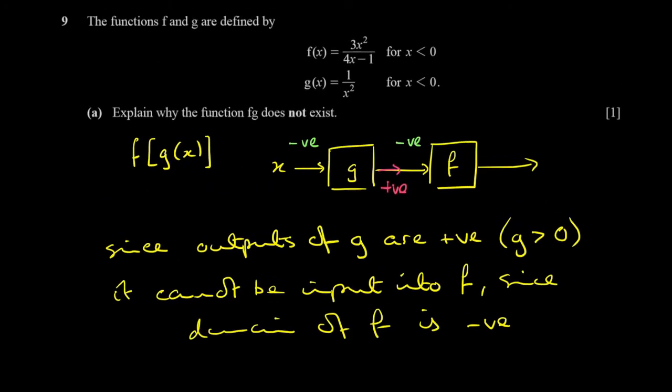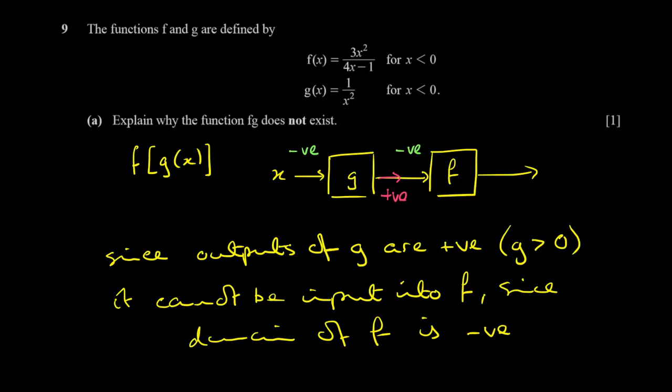All right, part B. Given that the function gf does exist, find and simplify an expression for gf. Well, what does gf mean? It means g of f of x, which is we take the function f of x and we stick it into g. So what's f of x? 3x squared over 4x minus 1. And what's the function g? It's 1 upon x squared. So we're going to take the function f and stick it into here.